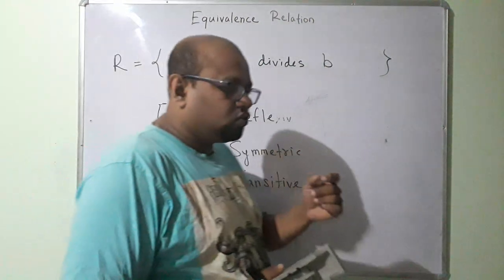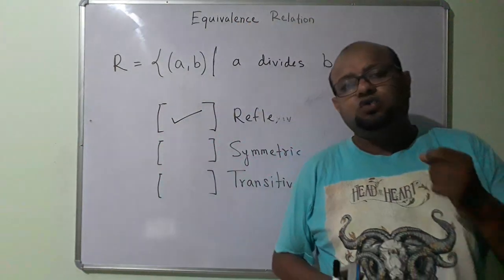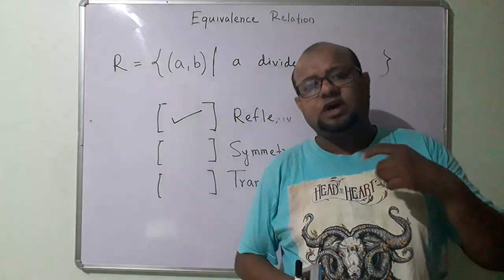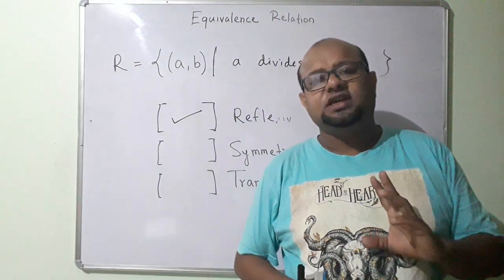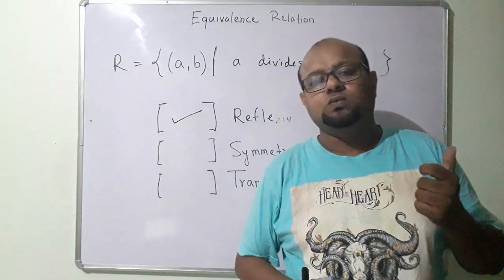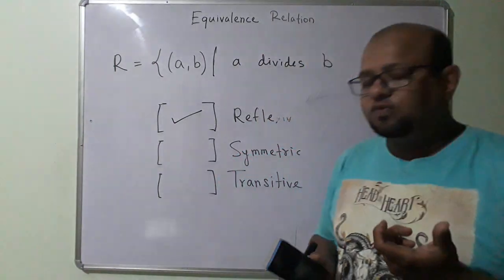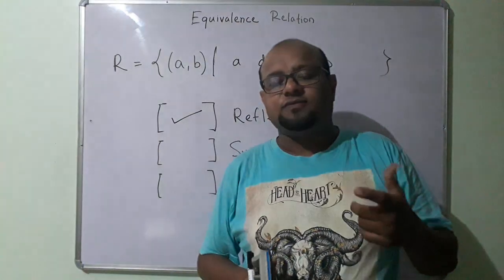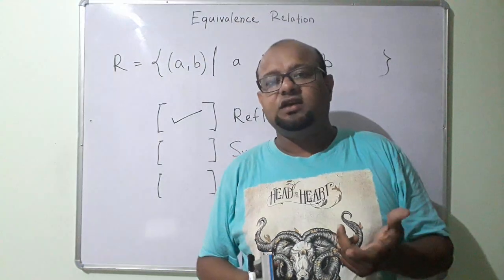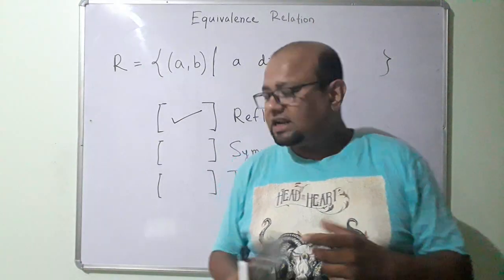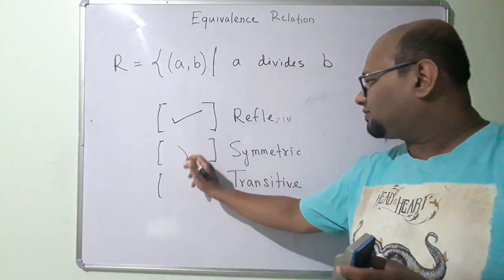Say 2 divides 4. So 2, 4 will be in the relation, right? So when I divide 4 by 2, I get 2. So 2, 4 is in the relation. Is 4, 2 in the relation? Does 4 divide 2? That is the question. 4 does not divide 2, right? So when I divide 2 by 4, I get half. So 4 does not divide 2 perfectly. So 2, 4 is in the relation, but 4, 2 is not in the relation. That means this is not symmetric.